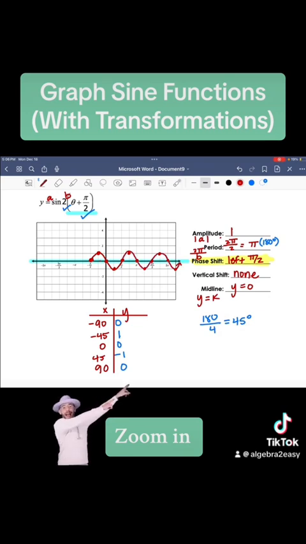Let's do the other side. We're at 0, so we're going to go down to negative 1, back to 0, up to 1. Again, 0, negative 1, back to 0, up to 1. Draw your graph. And now our function is completely graphed.